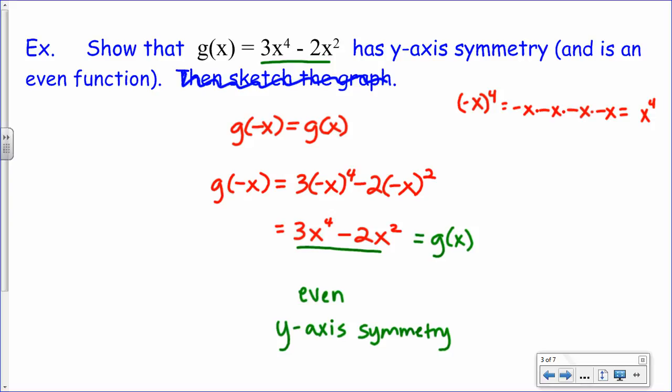Do you have to graph it? Not unless it tells you to. There's questions that just ask you to state whether it's even, odd, or neither. So in that case, you wouldn't have to.